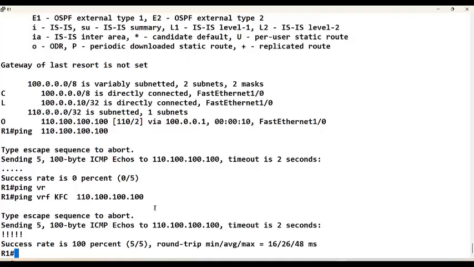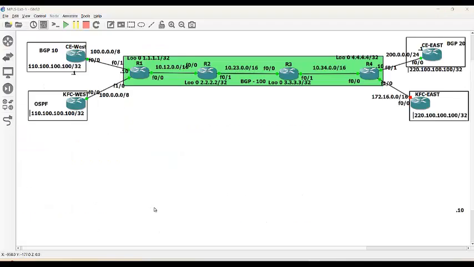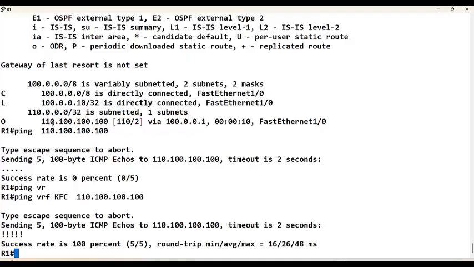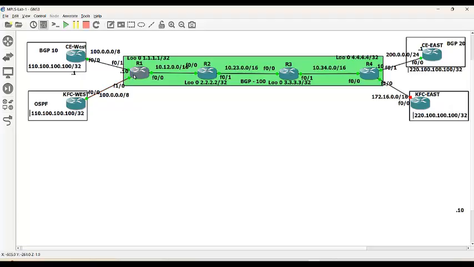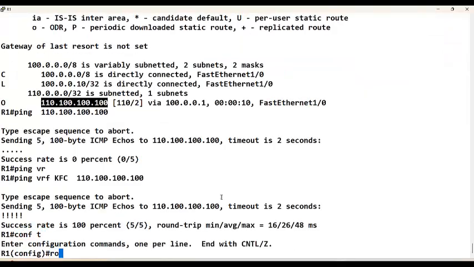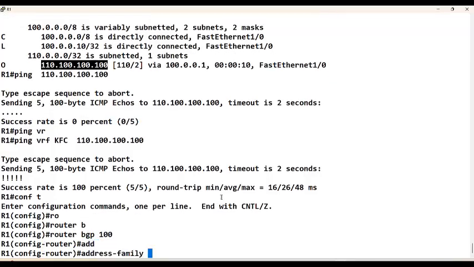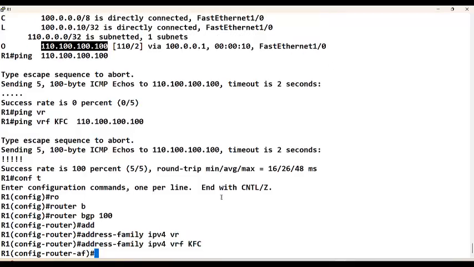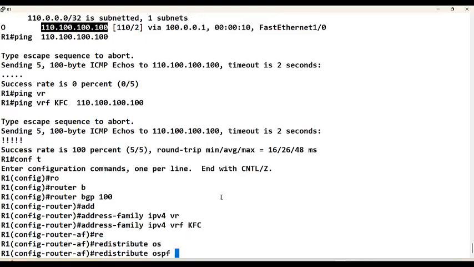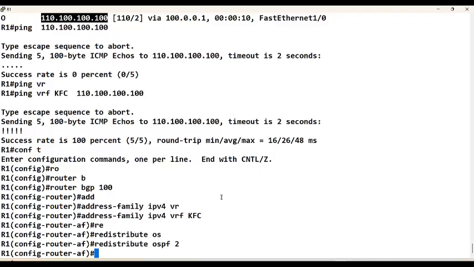Okay. Next, what is to be done is we need to take this route given by OSPF, place it into the VPN so that it will be targeted to router 4. So that's what I'm going to do now. In router 1, router BGP 100, address family IPv4 VRF KFC, redistribute OSPF 2. How easy it is to take an OSPF route and put it into the tunnel.